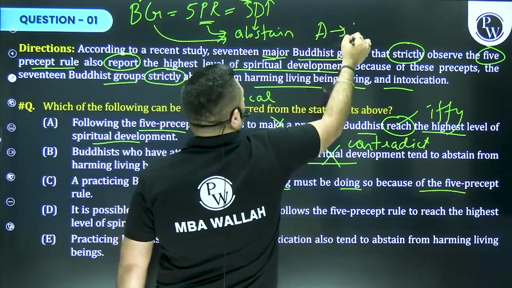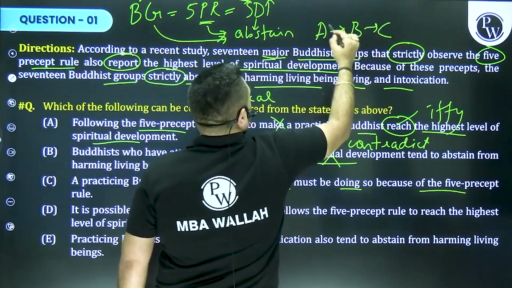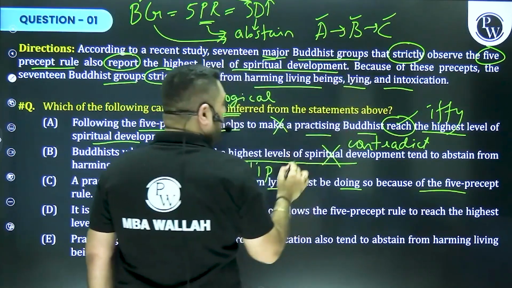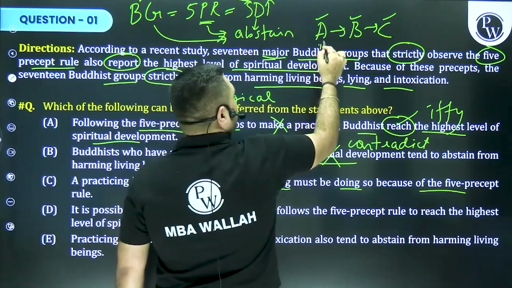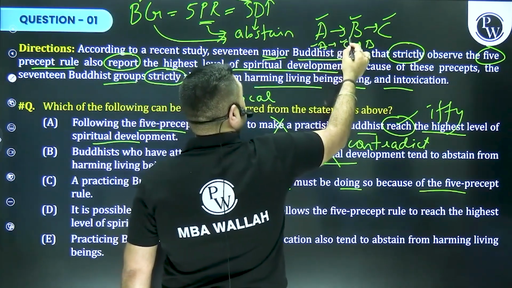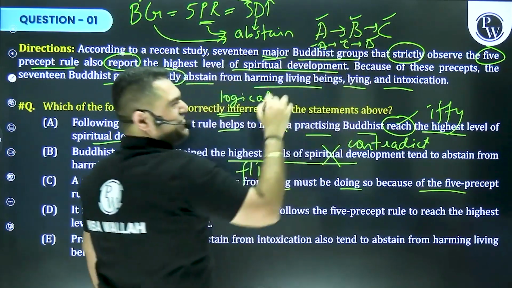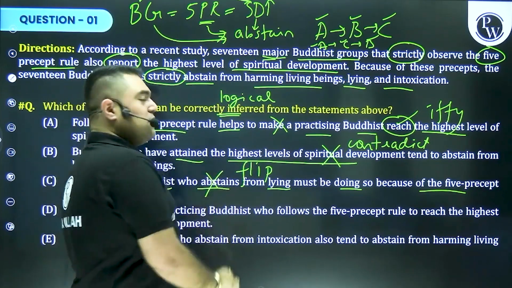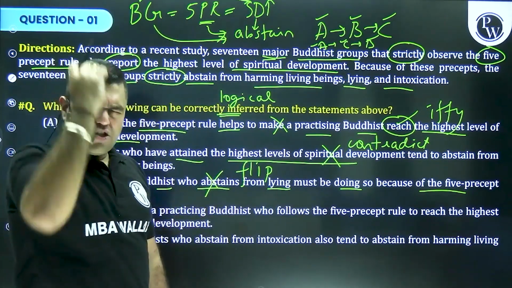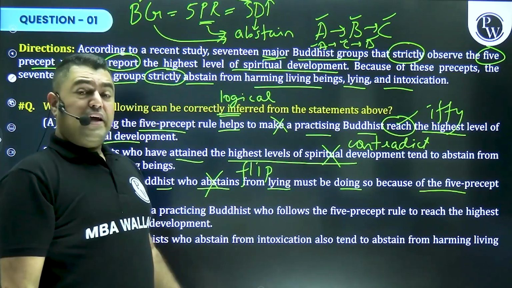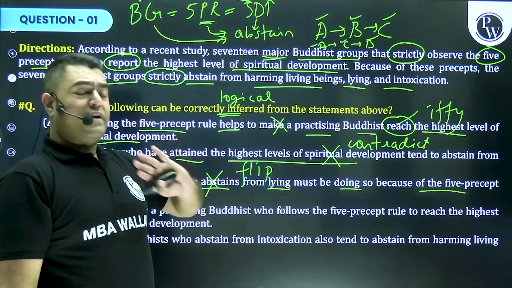A leads to B leads to C. Buddhist monks who follow the 5 precept rule abstain. What does your answer option say? A leads to C leads to B. Buddhist monks who abstain follow the 5 precept rule. Again, Amit said 5 precept rule. Wrong. Be very careful. Always an answer option like this will come, always. Reject. It should be A leading to B leading to C, otherwise it can't be inferred.